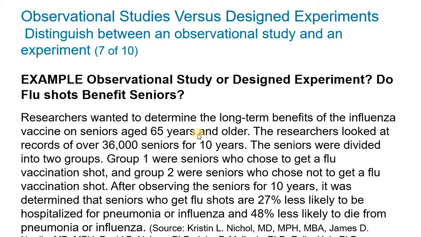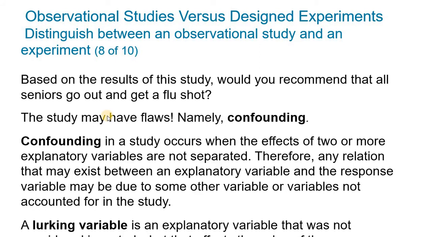After observing the seniors for 10 years, it was determined that the seniors who got a flu shot are 27% less likely to be hospitalized for pneumonia or influenza, and 48% less likely to die from pneumonia or influenza. Based on these results of the study, would you recommend that seniors go out and get a flu shot? The study may have flaws, namely confounding.